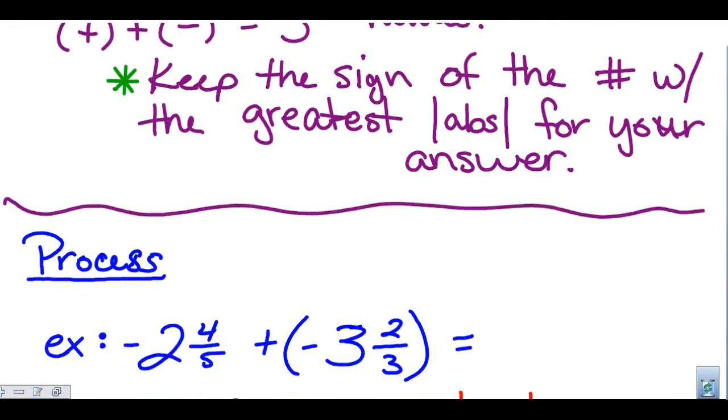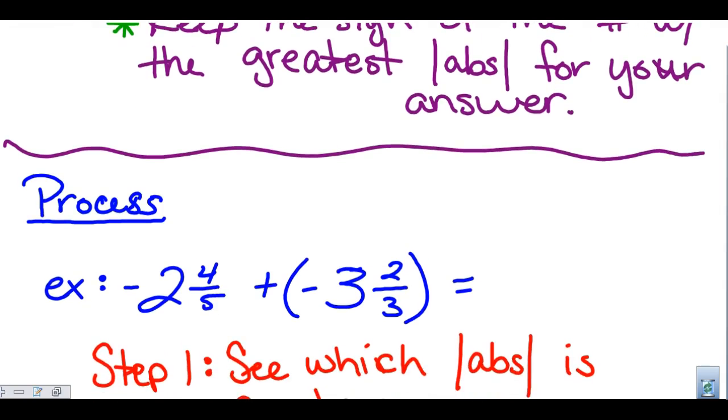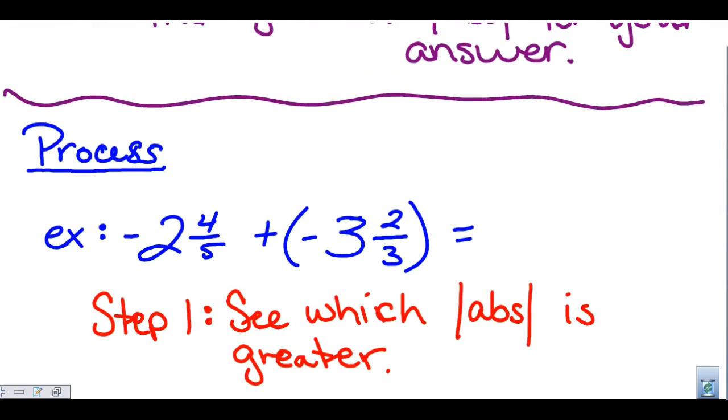So let's take a further look at this process using an example. The first example is -2 4/5 plus -3 2/3. Step one in this process is to first see which one has the greatest absolute value. We do this just in case we need it later on. Now, the greatest absolute value here is a little more obvious. We have 2 4/5, and the absolute value of -3 2/3 is 3 2/3. So the greatest absolute value is this -3 2/3.